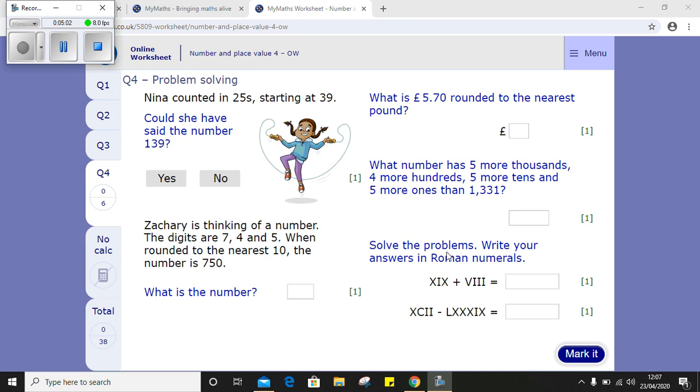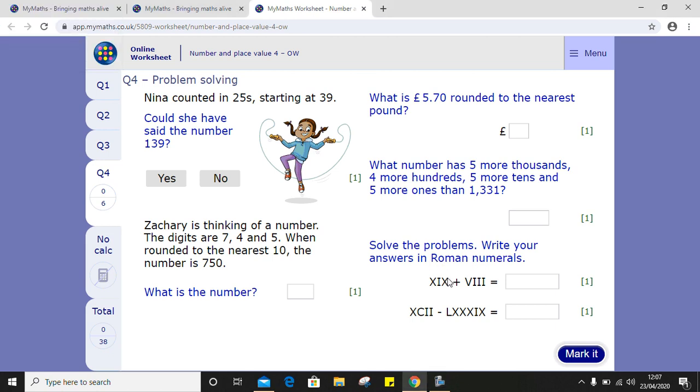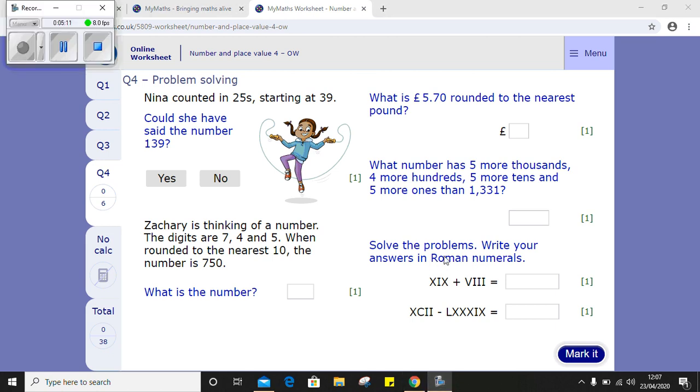Solve the problems and write your answer in Roman numerals. So that's the important bit there. Write your answer in Roman numerals. So remind yourself that after you've figured it out, you have to convert it back. We've got XIX, add VIII, and XCII, subtracted by LXXXIX.